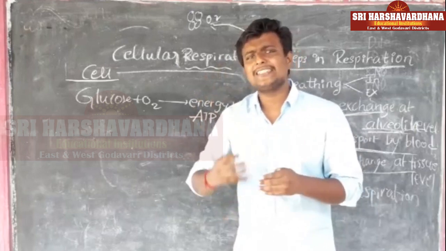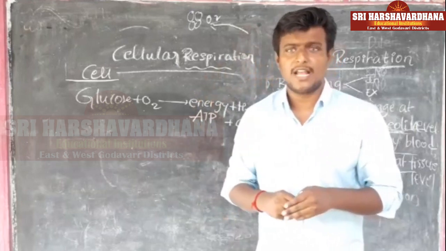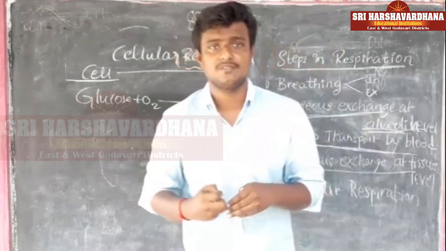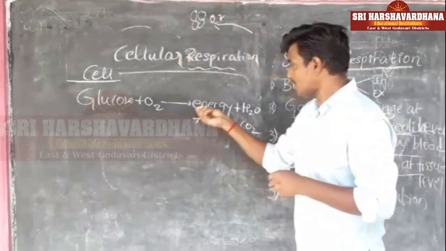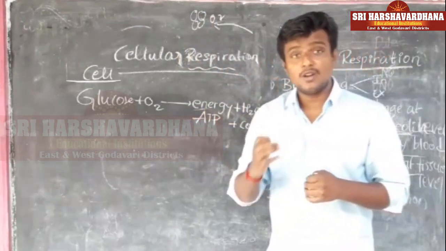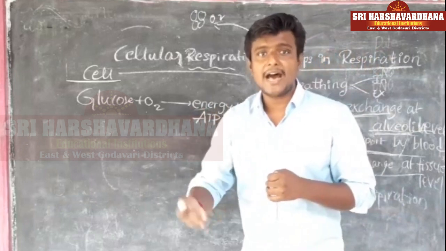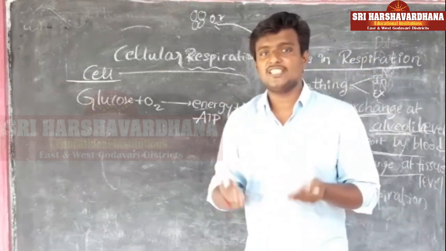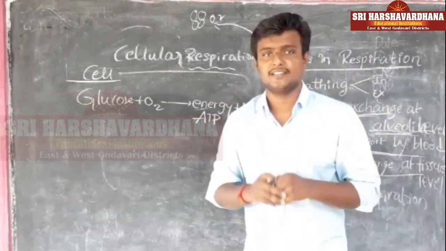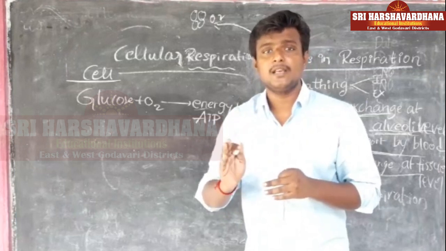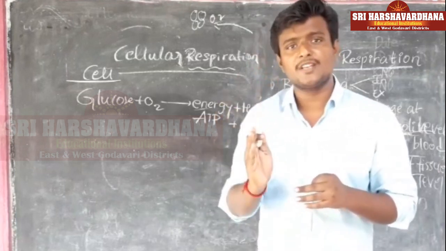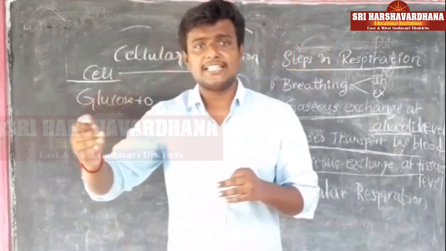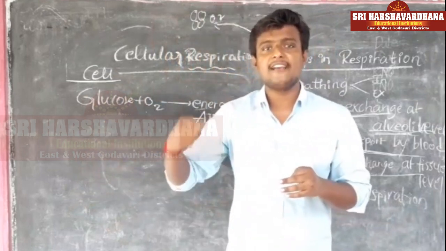Now tell me one thing: why does the cell do the respiration process? Sometimes questions like this are posed in examinations. At the end of cellular respiration, energy is liberated, and that energy helps us in the survival process. Without energy there is no survival of any living thing. That's why every cell in our body performs respiration and liberates energy, and with the help of that energy every living thing sustains its life on the earth.